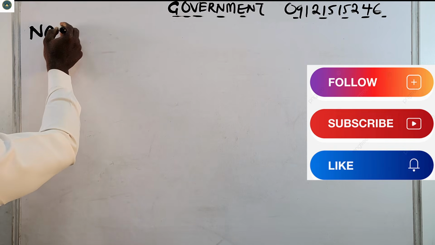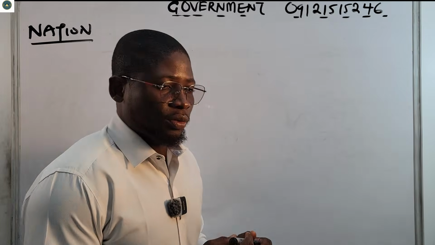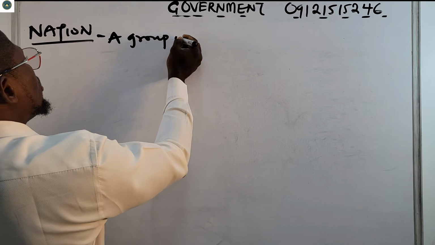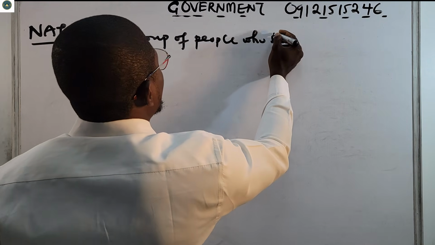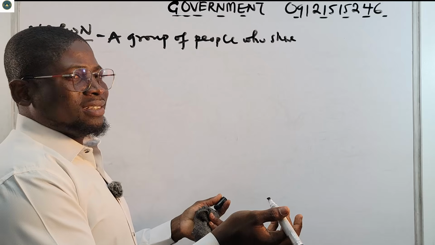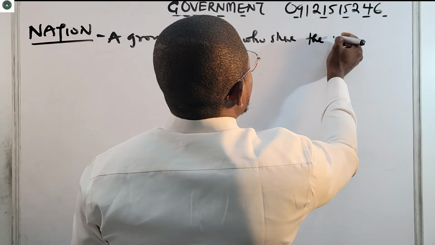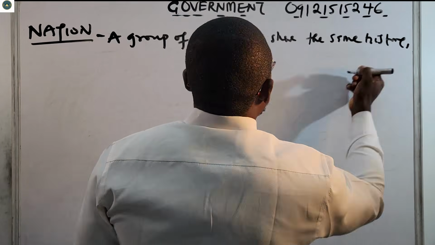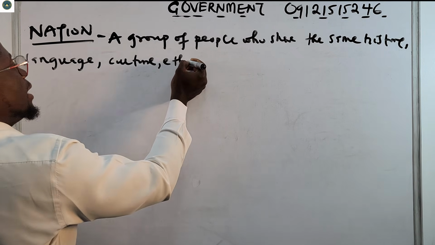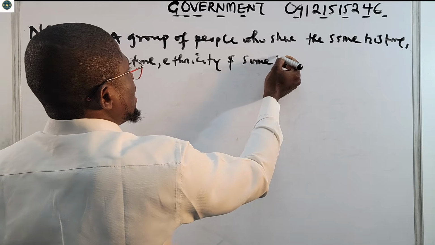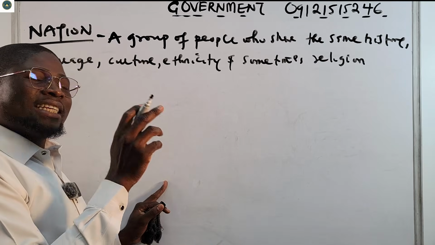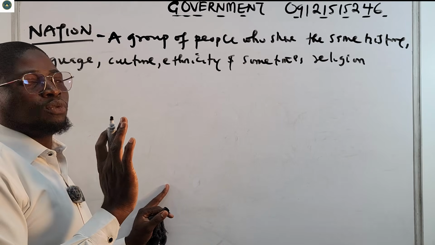So we're looking at nation. What is a nation? A nation is a group of people. Let me just put that down. A group of people who share the same history, the same ethnicity, the same language, sometimes the same religion. Share the same history, language, culture, ethnicity, and sometimes religion. And very importantly, for a nation, they usually see themselves as what? As one.